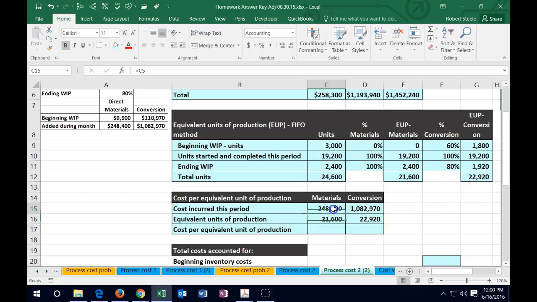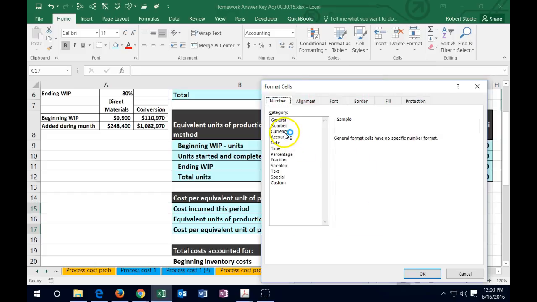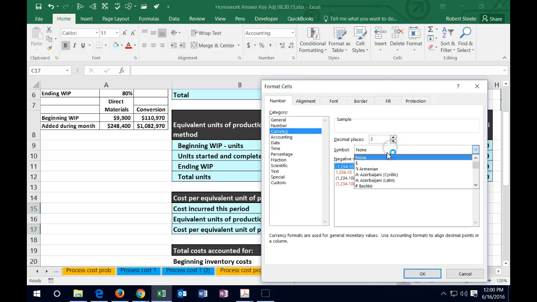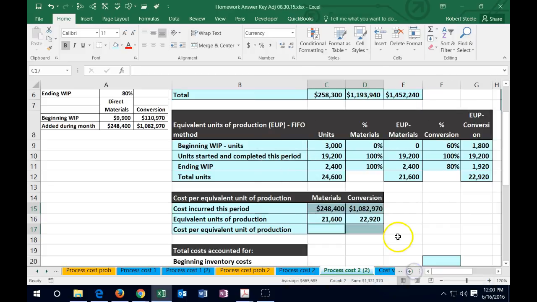So we may even want to put the dollar signs here. So if this is going to be dollars, this is going to be dollars. I'm going to format, right click, and go to format cells and make it maybe currency, and add the dollar sign and take off the decimals. So this is units. These are dollars. So this is the current dollar amount divided by the units, which is going to give us the cost per unit. The cost per equivalent unit, we should say.